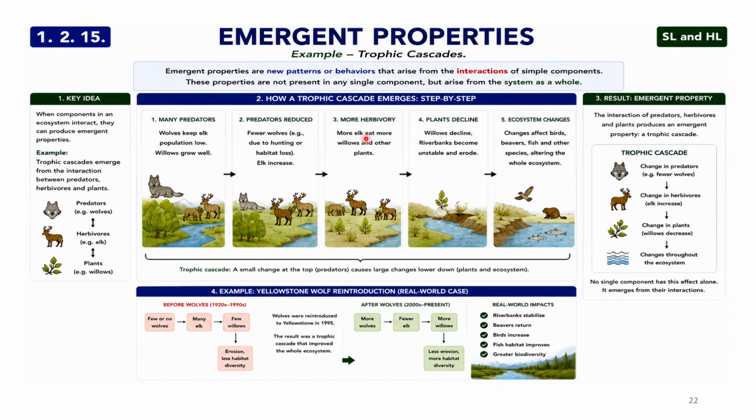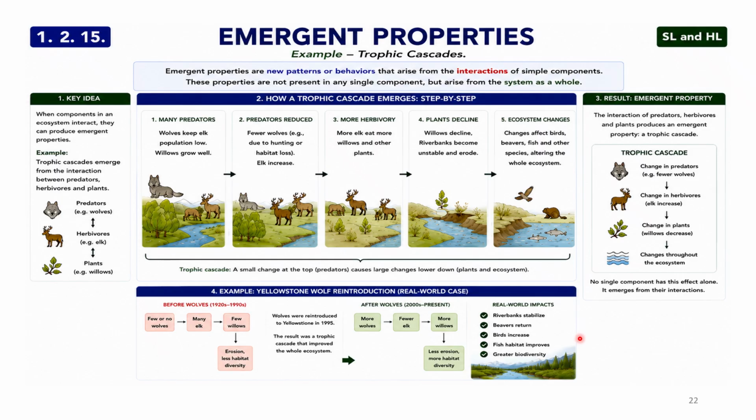As willows decline, riverbanks become unstable, erosion increases, and habitats for birds, beavers, and fish are affected. This chain reaction spreads throughout the ecosystem. A real-world example is the Yellowstone wolf reintroduction in 1995. The return of wolves reduced elk pressure on vegetation, leading to healthier riverbanks, improved habitats, and increased biodiversity.